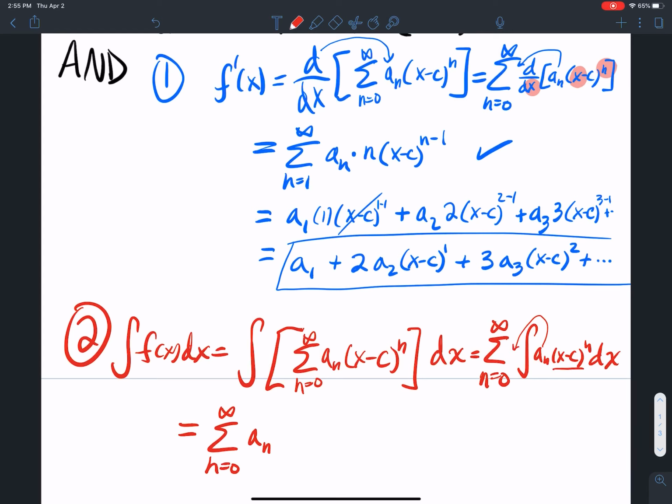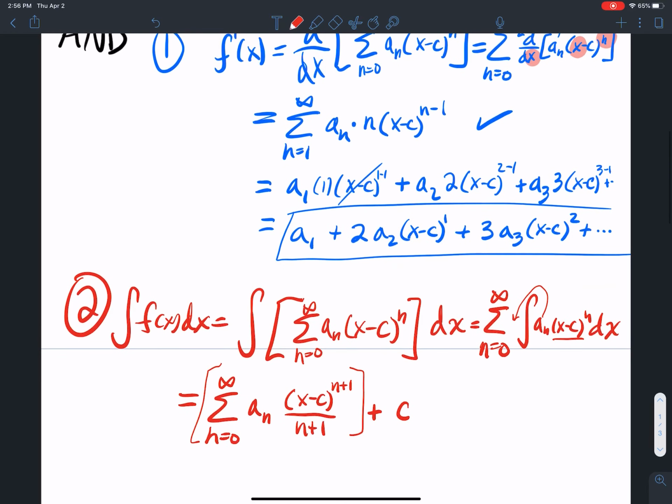Now, how do I integrate x minus c to the n? Well, that is x minus c to the n plus 1 divided by n plus 1, okay? That integrates, but then when you integrate, remember you have a plus C out to the side, okay? So you have all this and then plus C, your constant.